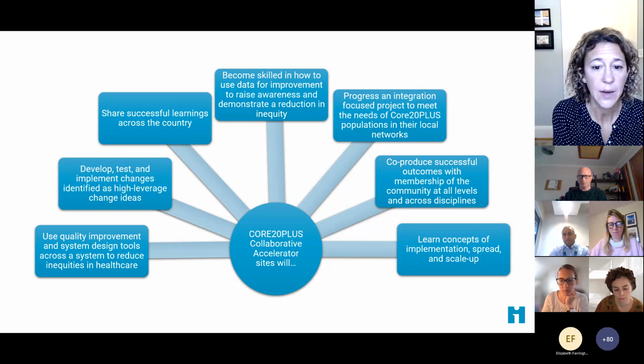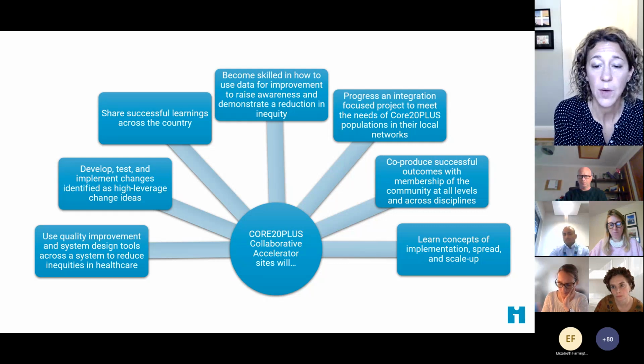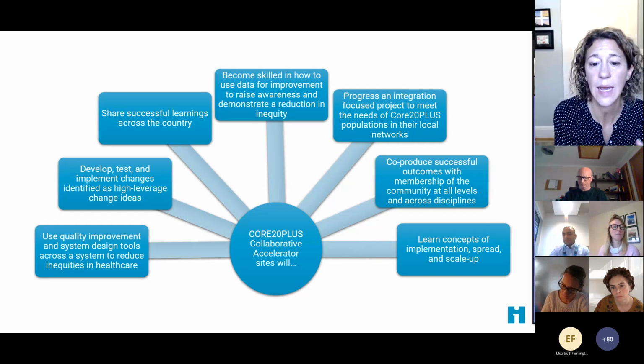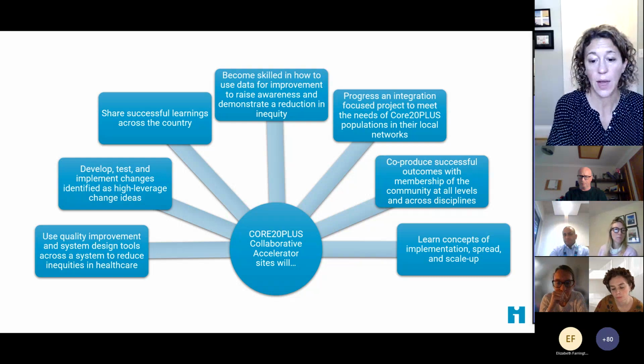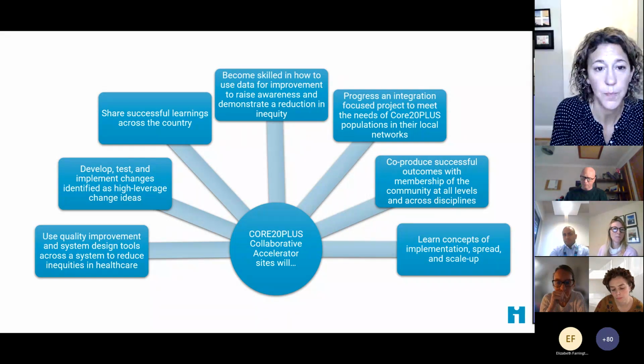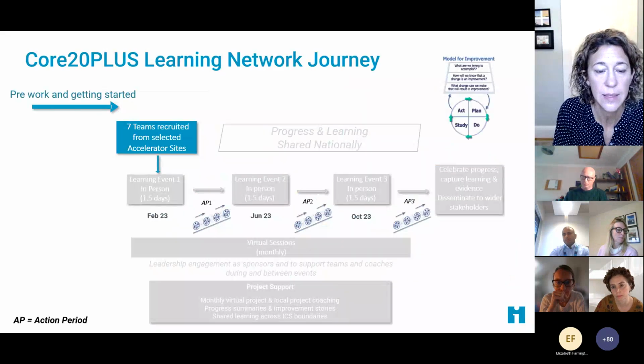Again, we'll be focusing through models of co-production. We'll have strong reach into the communities. We'll focus on core concepts of basic improvement science, implementation, spread, and when to scale, and then we'll pull that together to distribute further out to the country as a whole. We can move to the next slide, please.